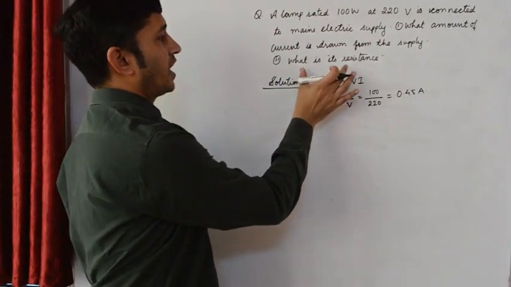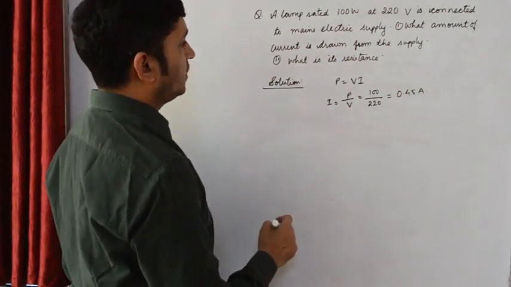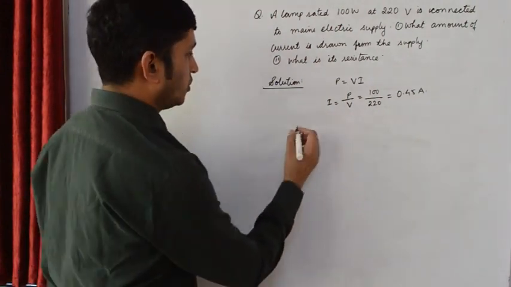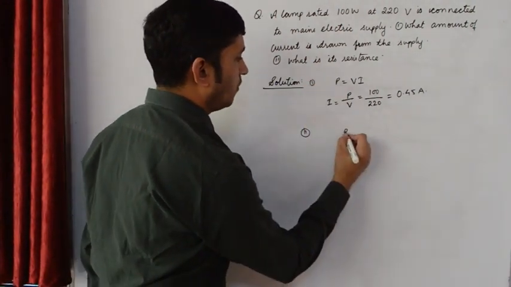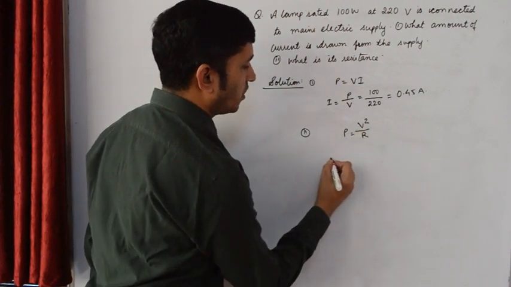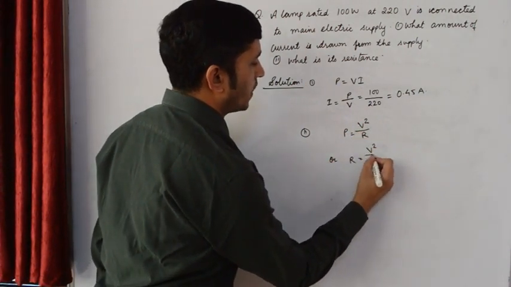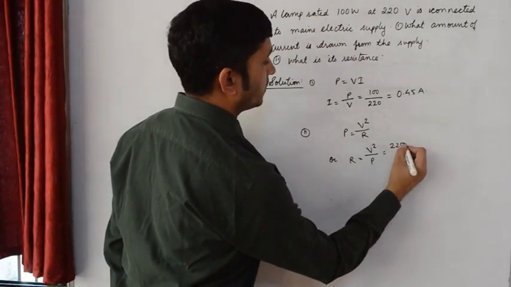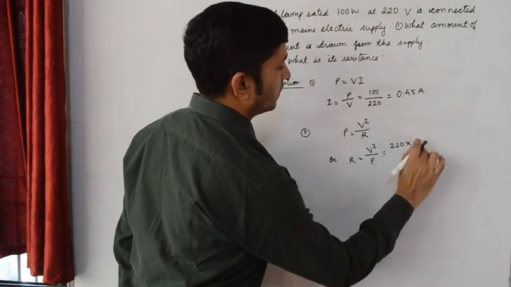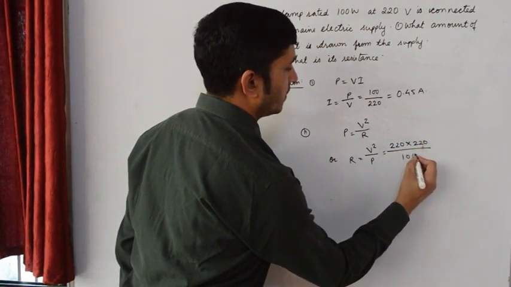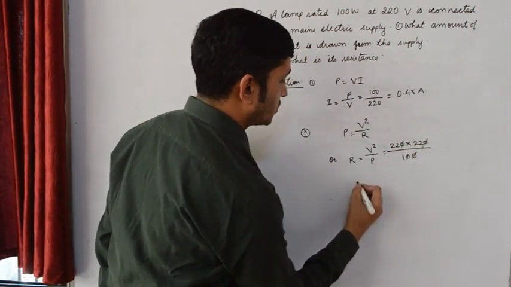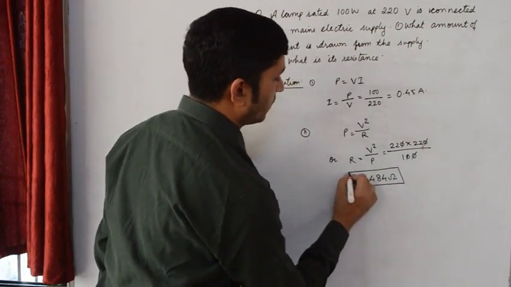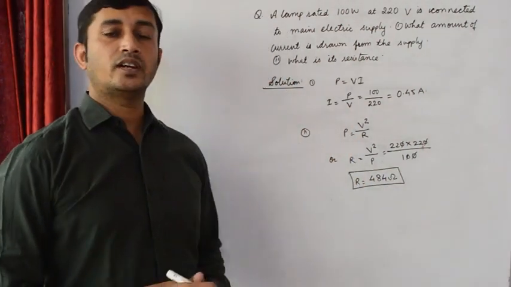Now the second thing which we need to calculate is resistance. Here we have the value of power and voltage, and we have to calculate resistance. So we will use the relation power is equal to V square upon R, or we can say R is equal to V square upon P. V square will be 220 into 220 divided by power, that is 100. So 22 into 22, we will get about 484 ohm. So in this way we have calculated the current and also the resistance.